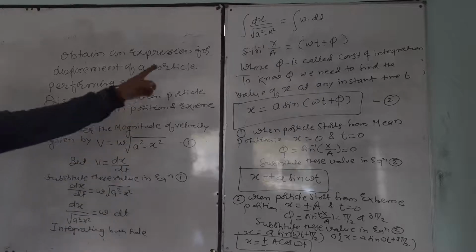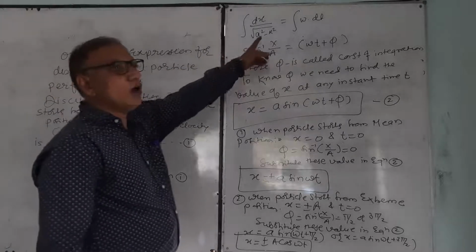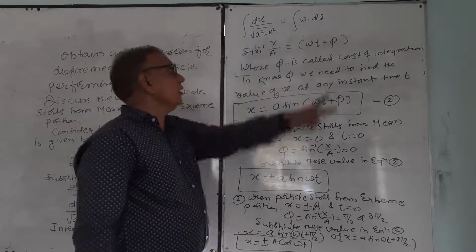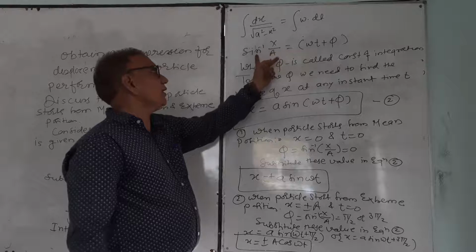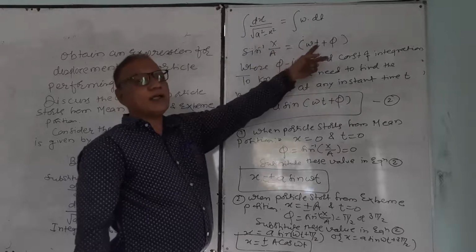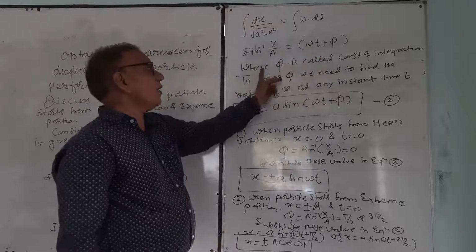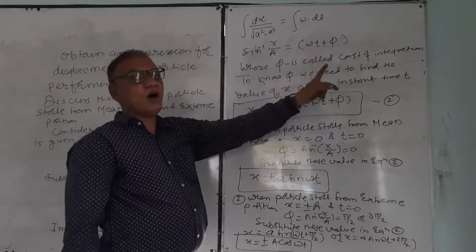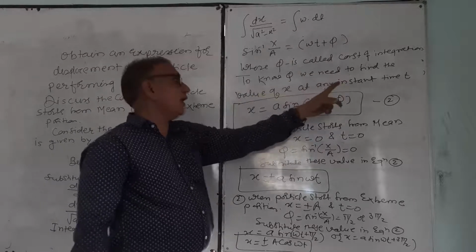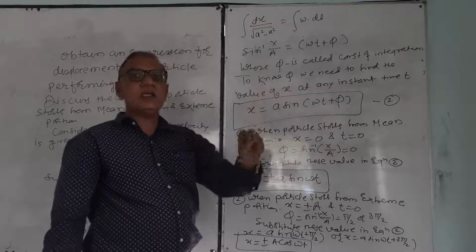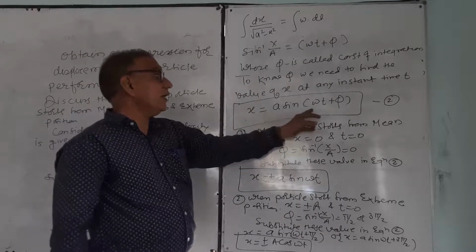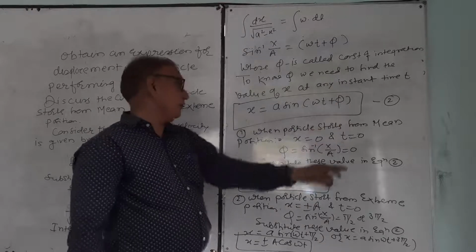Integrating both sides, integration of dx upon under root of a square minus x square is equal to integration of omega into dt. Solve this integration and finally it comes sine inverse x by a is equal to omega t plus phi, where phi is called constant of integration. To know phi, we need to know the value of x at any instant of time t. Therefore, x is equal to a sin of omega t plus phi.